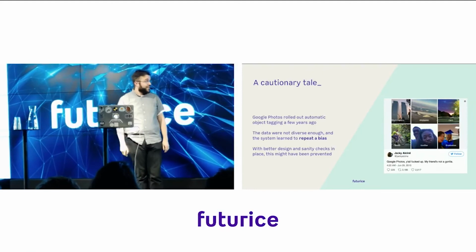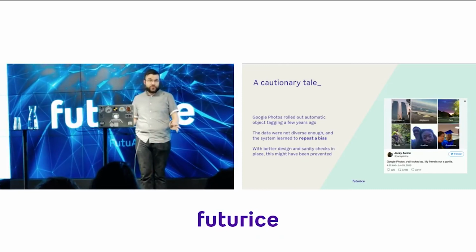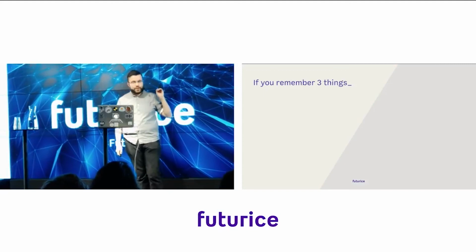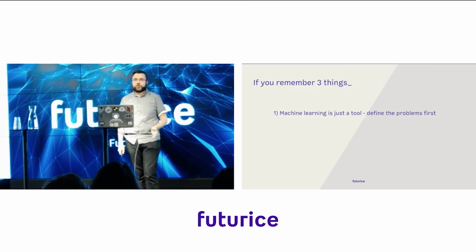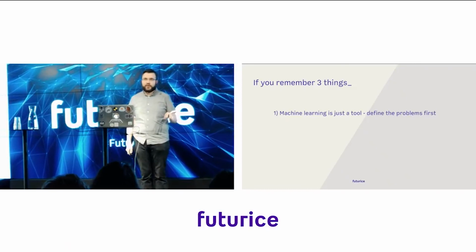So that's more or less what I've got to say. I've said a bunch of stuff. This talk is in some ways a knowledge dump. So if you remember any three things that I said, these are the things I think you should remember. The first thing is that machine learning is a tool. It doesn't magically come along and solve your business problems. It doesn't replace design. It's all about finding problems that are worth solving. And then if machine learning is a good fit, then go for it.